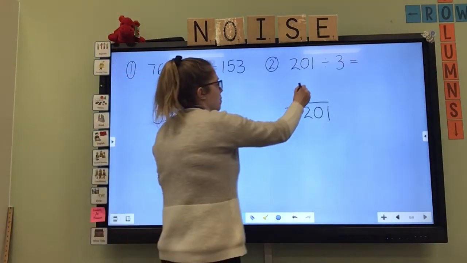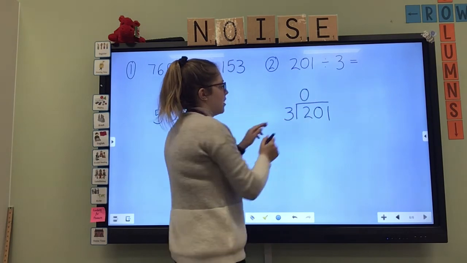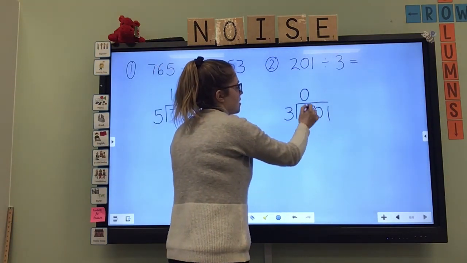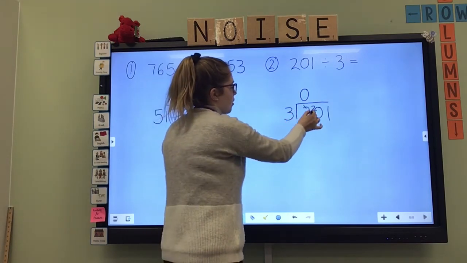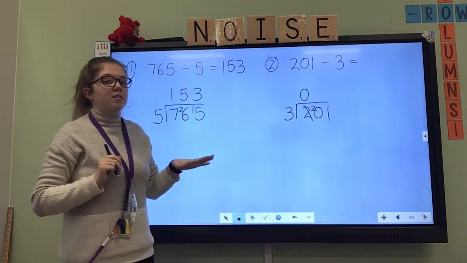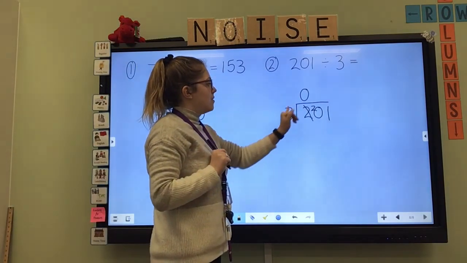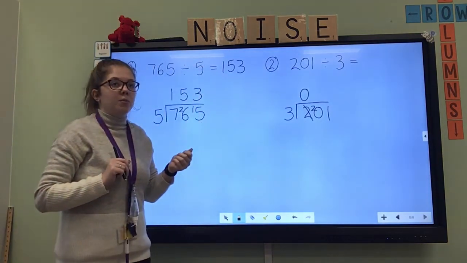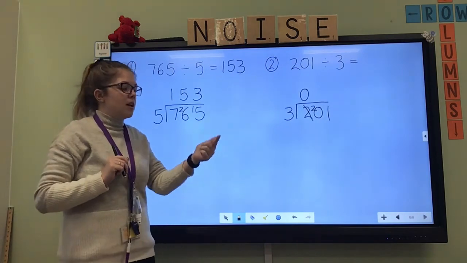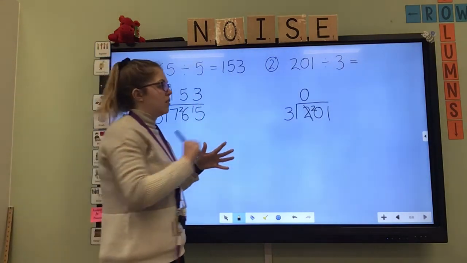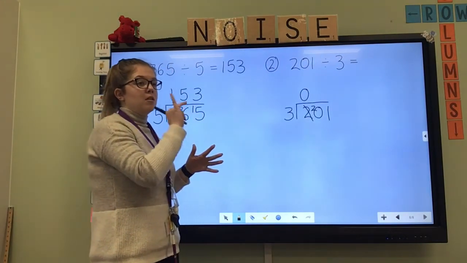So remember how we do this. If it doesn't go in, we put a 0 and we have to put it into the next column, which is our 10s. And we can cross it out to remind us that it didn't go, it doesn't divide in equally. 3s into 20. I'm going to use my 3 times tables. 3, 6, 9, 12, 15, 18, 21.